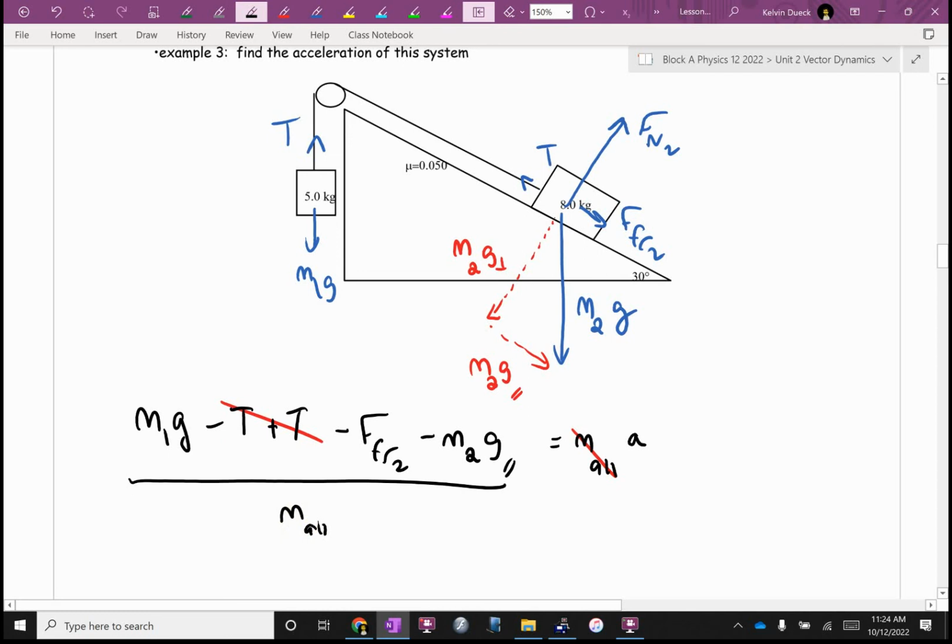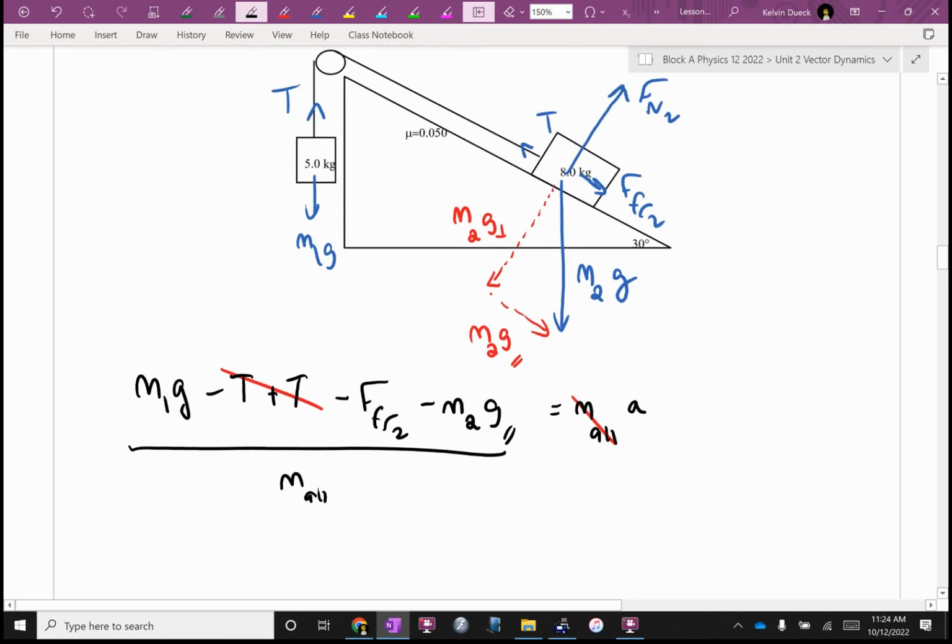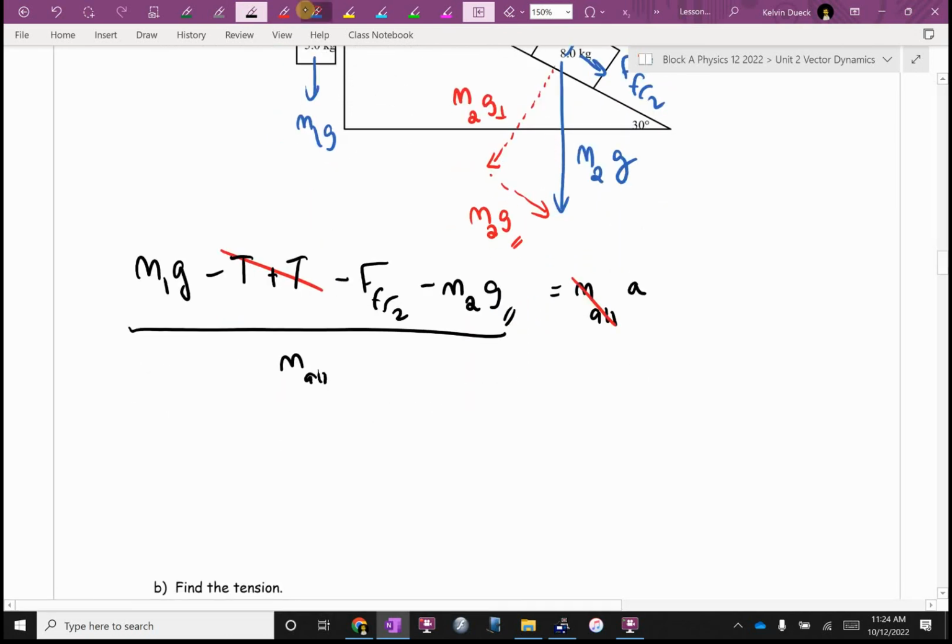I'd probably do that on that line right away. All right, let's carefully do our trig. It's going to be M1G minus friction. Friction is what times what?